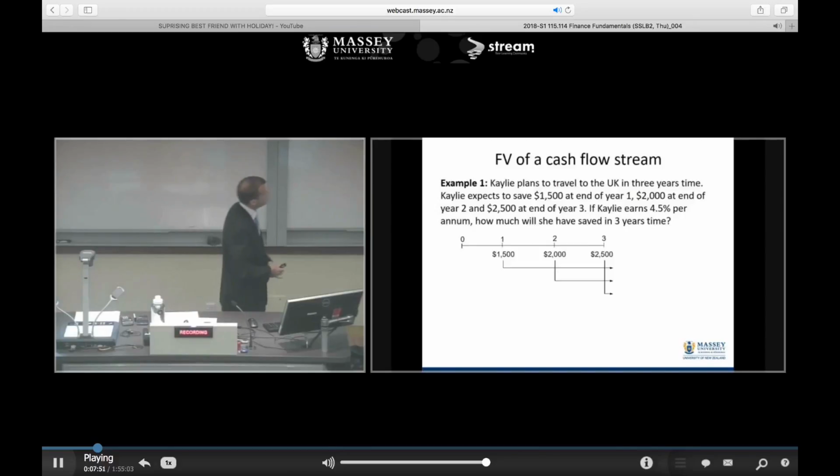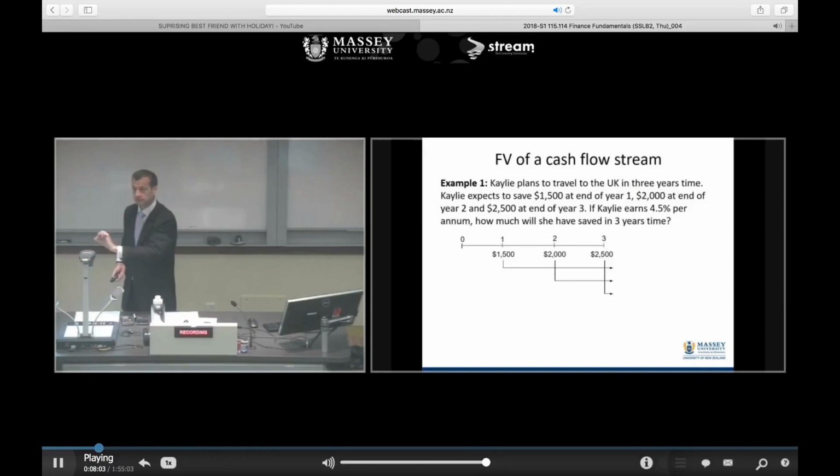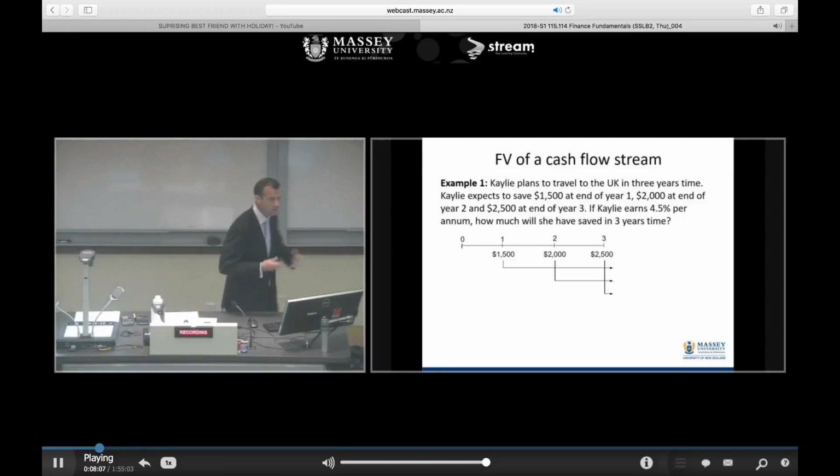So the timeline is 0, 1, 2, 3 for the 3 years of cash flows that we've got here, and then we just put in what the cash flow is. In year 1, 1,500; year 2, 2,000; year 3, 2,500. Kaylee wants to know how much she has when she leaves to go to the UK at the end of year 3.